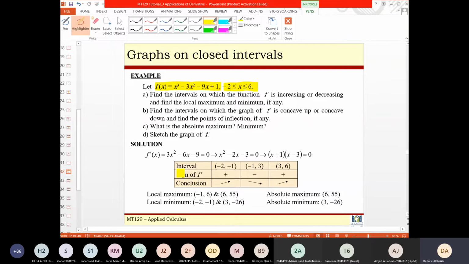in the campus, inshallah. So in part A, they are asking you to find intervals in which the function is increasing or decreasing, and then find the local maximum and minimum if you have any. And 2, surely they will ask about what? Concave up or concave down, and then find the point of inflection, which comes with concave up and down. Then find the absolute maximum and minimum, which are the highest point and the lowest point we have. Then sketch the graph of the function.